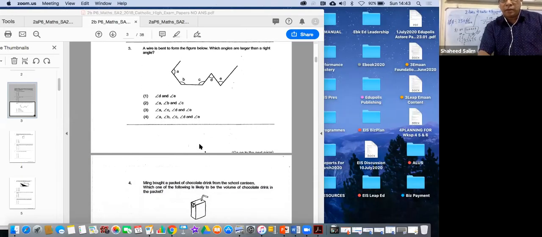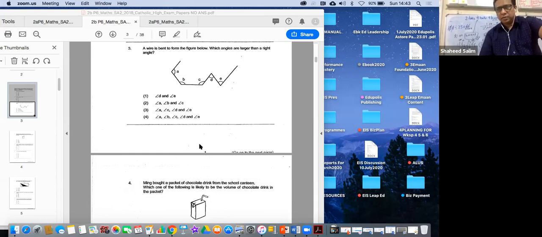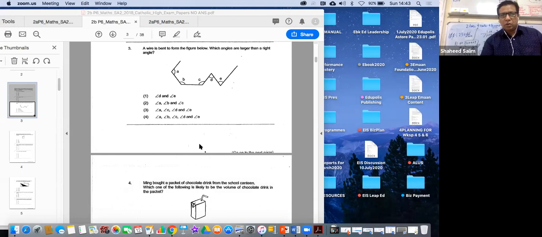Question number 3. What is your answer? Anyone? Larger than a right angle, that means larger than 90 degrees. Okay, thank you very much, Sophia. Sophia, you can do the next one. Okay, thank you very much, Raihana.